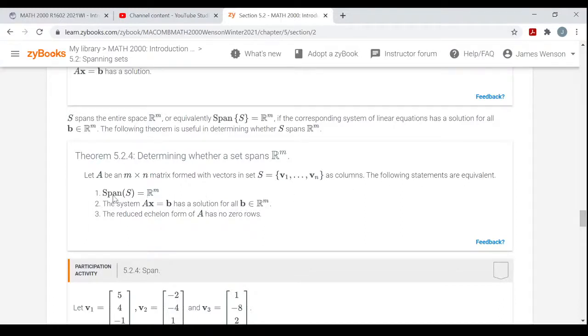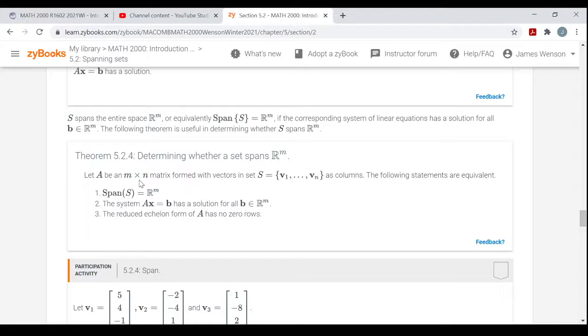If the span of S is equal to the entire space Rm, that means the same thing as the system Ax equals B having a solution for every single vector in Rm. Every single vector in Rm is a linear combination of the vectors in S. That's exactly what it means for Rm to be the span of S. And when does this system have a solution for any vector B? When A has an inverse. Well, not an inverse, but when the reduced echelon form of A has no zero rows, because this isn't always a square matrix. I shouldn't have said inverse.